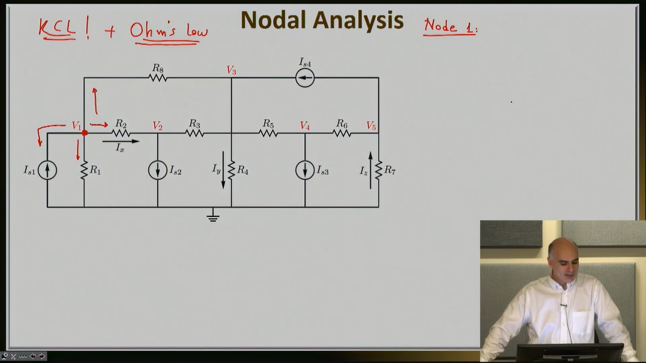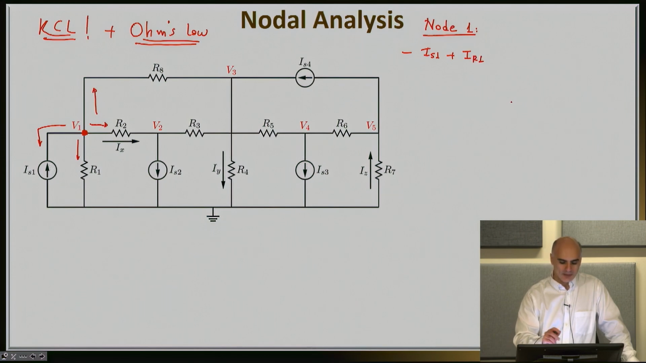And I will go ahead and write the equation. So I will have negative IS1, this is the current leaving the node from the west, plus IR1, which I will now replace with Ohm's law. So let's do that. The current that leaves that node through R1 is V1 minus 0 divided by R1.